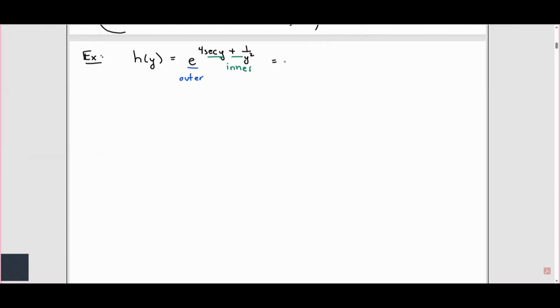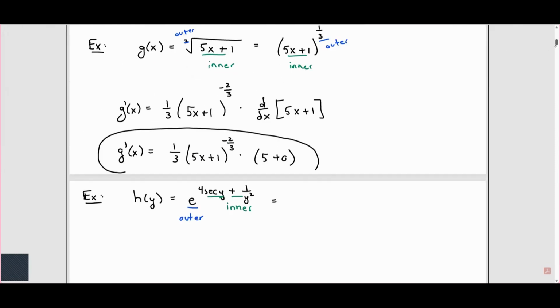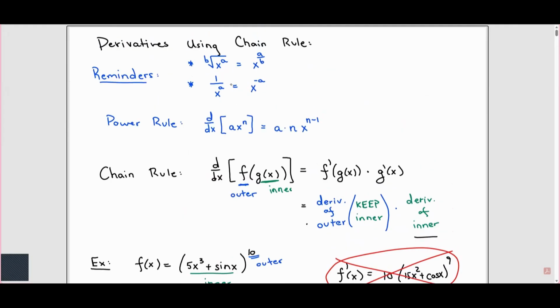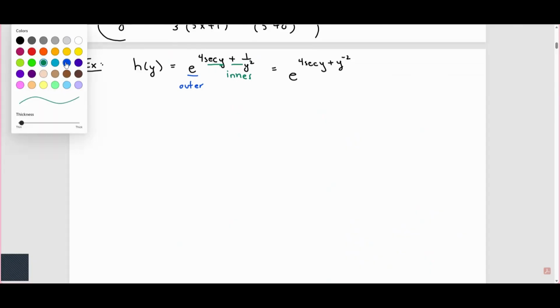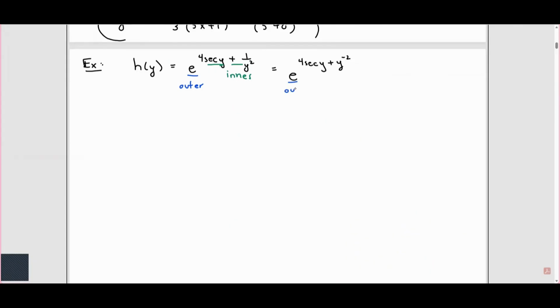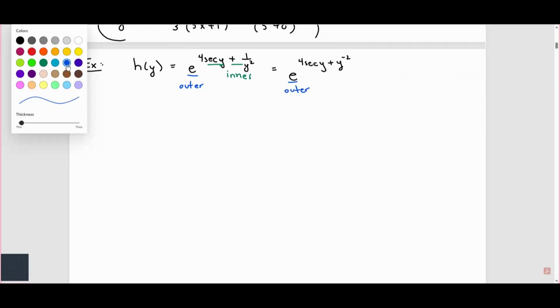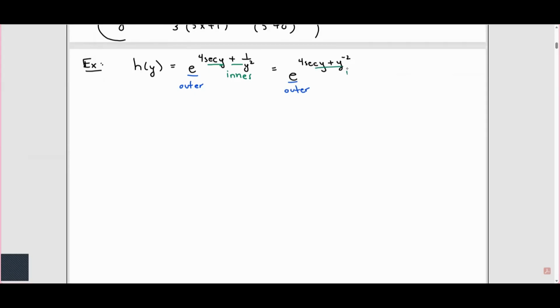But I am going to rewrite this because I don't want to have 1 over y squared. Remember what I said way at the top? If I have 1 over x to the a, I'd like to rewrite that just so it has a negative exponent instead of being in the denominator. So let's do a little rewriting. I'll try to write this better too. So I have e to the 4 secant of y plus y to the negative second. And now e is still your outer function. The stuff up in the exponent is your inner portion of the function.